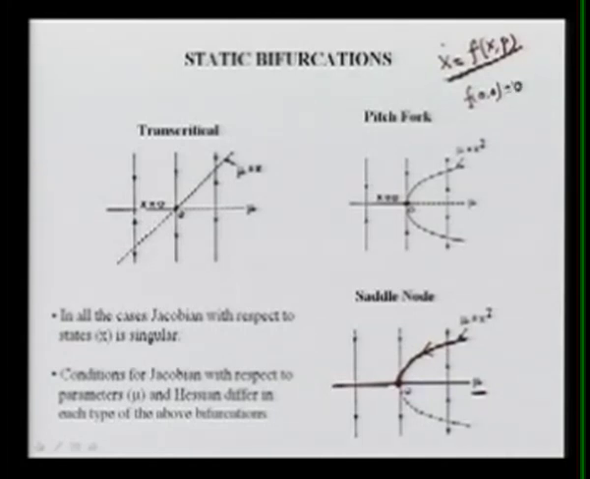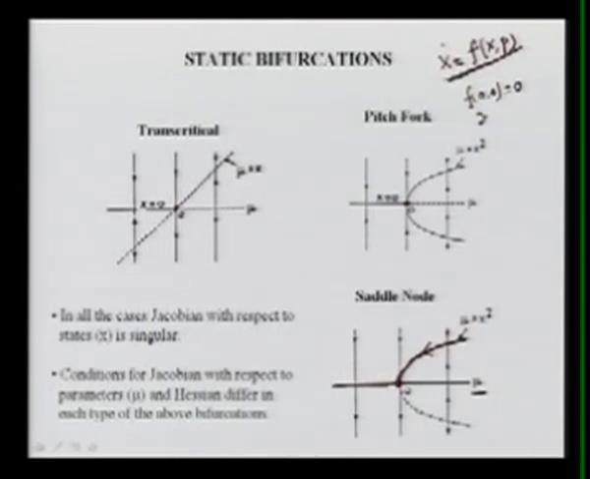Here, if you are putting x equal to 0 and mu equal to 0, f is 0. You can see here at mu 0, everything is 0. It means the mu value starts from 0, x is also 0 and mu is 0 at this point. This is the first criterion.